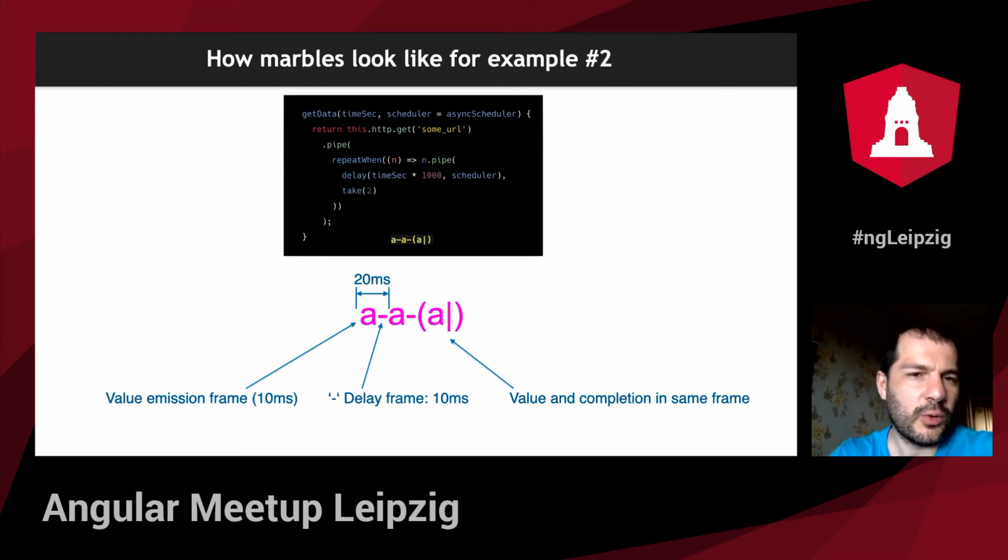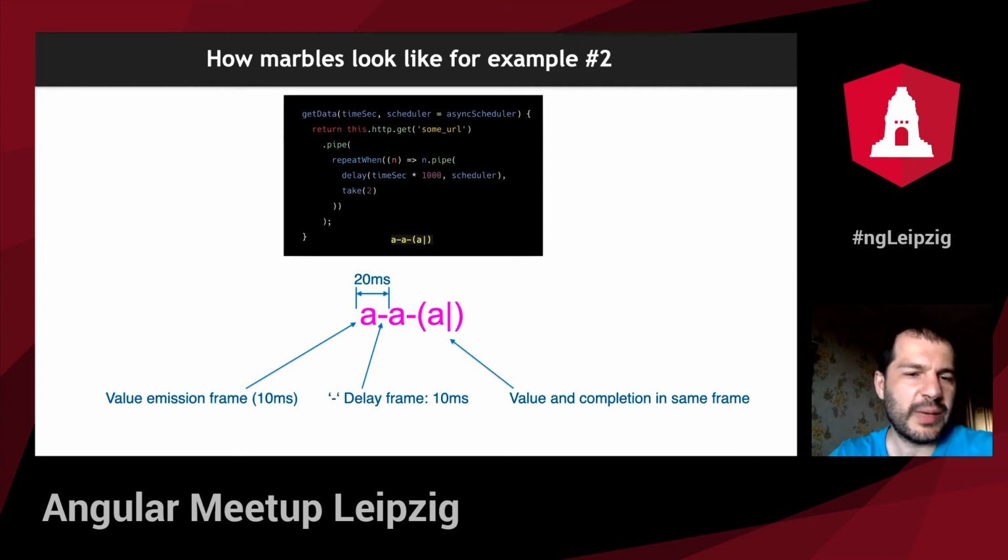Here's our code again. Imagine what the marble diagram for this example may look like. We emit the first value, it is A. Then we have some delay. After that, a second value is emitted, delay, third value, and completion. As you may guess, one symbol in a diagram represents one time frame. Each frame here equals 10 milliseconds. Parentheses here tell us that the value emission and the completion event happen in the same frame.